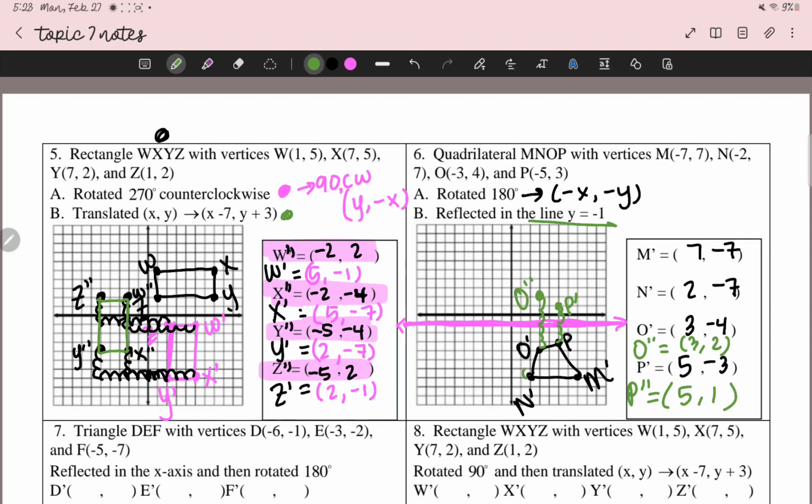N is 1, 2, 3, 4, 5, 6 away. It'll be 6 away as well. 1, 2, 3, 4, 5, 6. It'll be here. That's N prime prime, which is 2, 5. Okay, that's N. Let's see. And then M was a few over there. It was like 1, 2, 3, 4, 5 away. That's going to be my M prime prime, which is 7, 5.